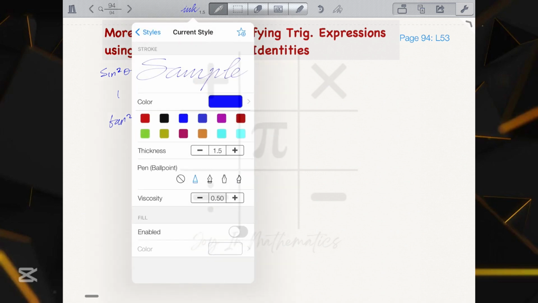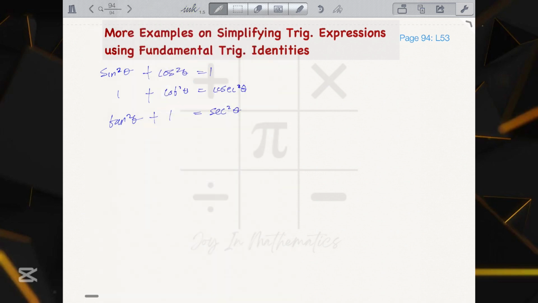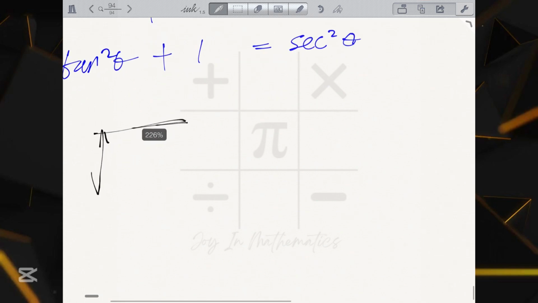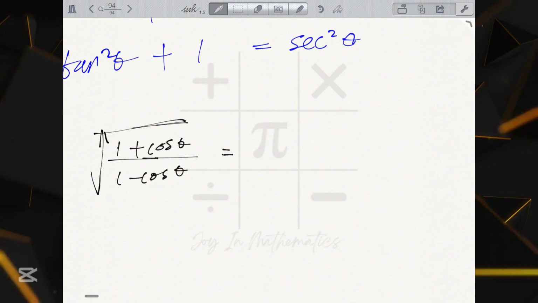So interestingly, we solved some questions proving the validity of these expressions. Now let's take some more examples to establish understanding. The first example we'll take is that we want to prove that the root of 1 plus cos theta divided by 1 minus cos theta is equivalent to cosec theta plus cot theta.